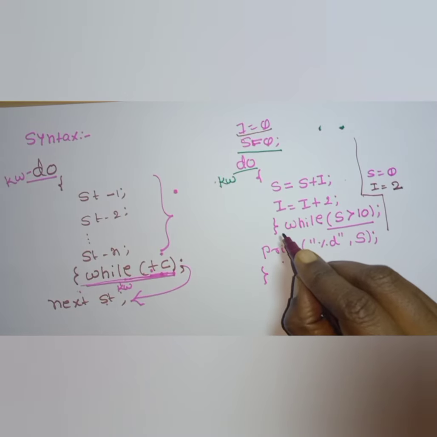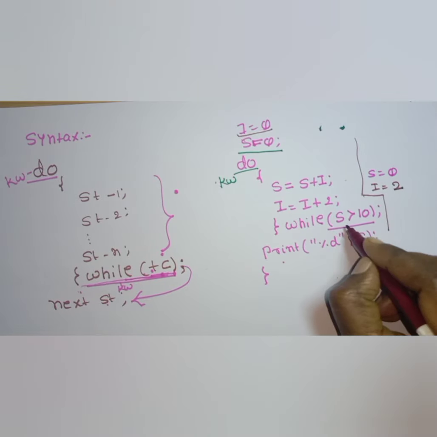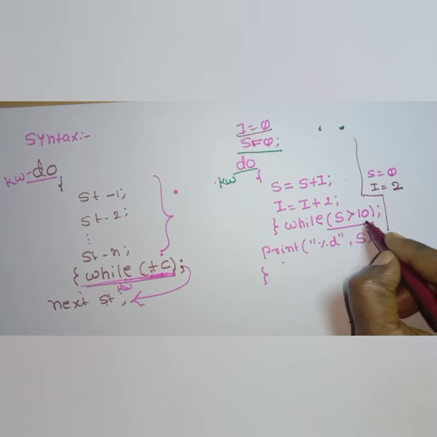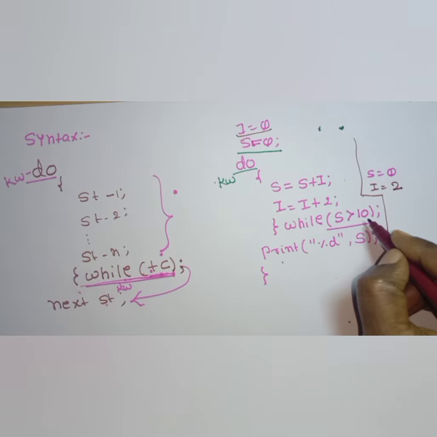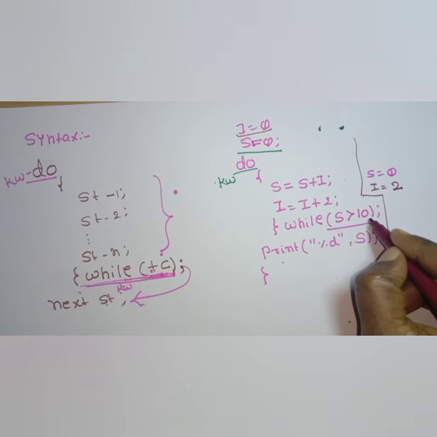Next, after this it is checking the condition. While, yes, what is your s value? 0 is greater than 10. Is the condition true? 0 is greater than 10? No, the condition is not true.